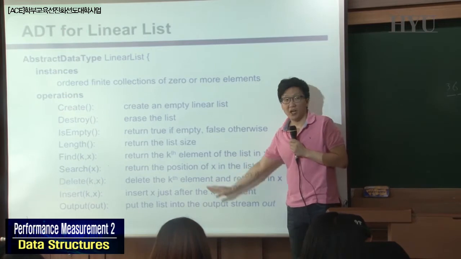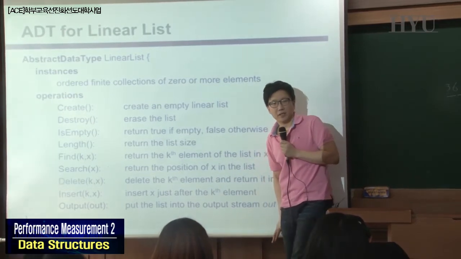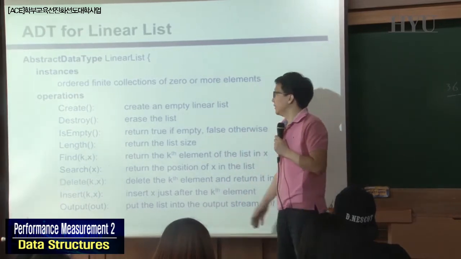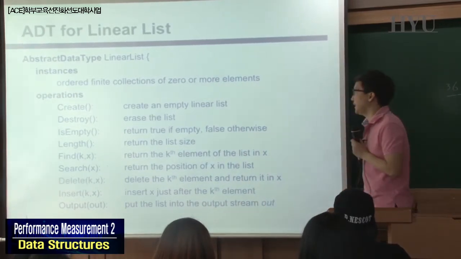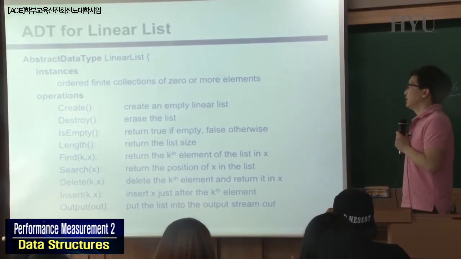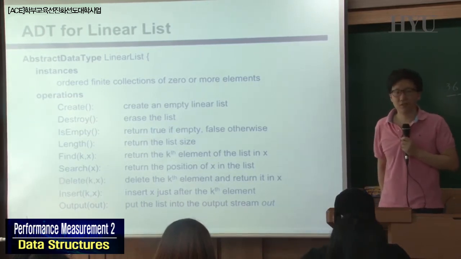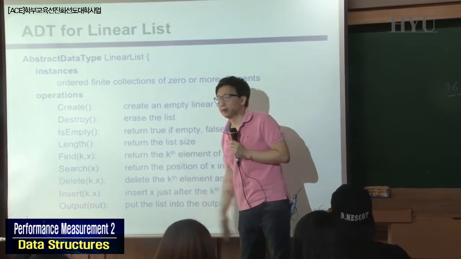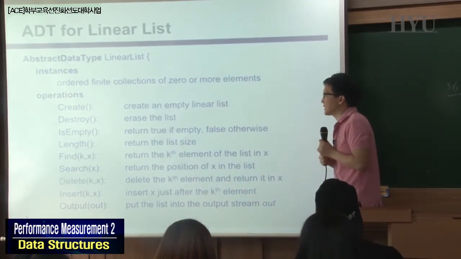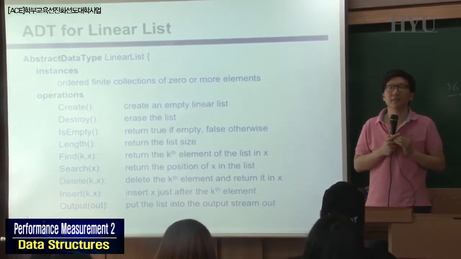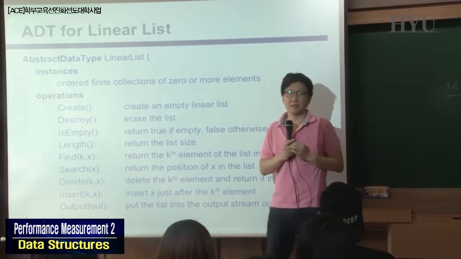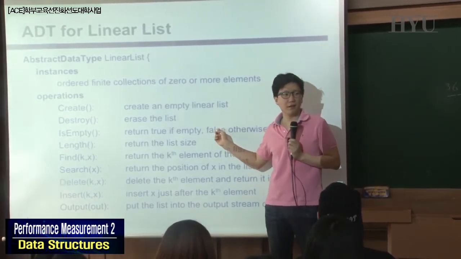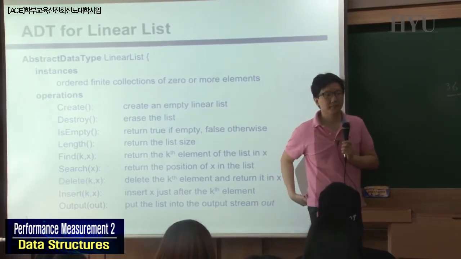Now they define the set of operations you can perform on top of this data type. Operations: create an empty linear list. Very easy to see, the name speaks for itself. Destroy: erase a list. How do you erase a list? Or how do you create a list in the first place? I need to write down the actual code later.